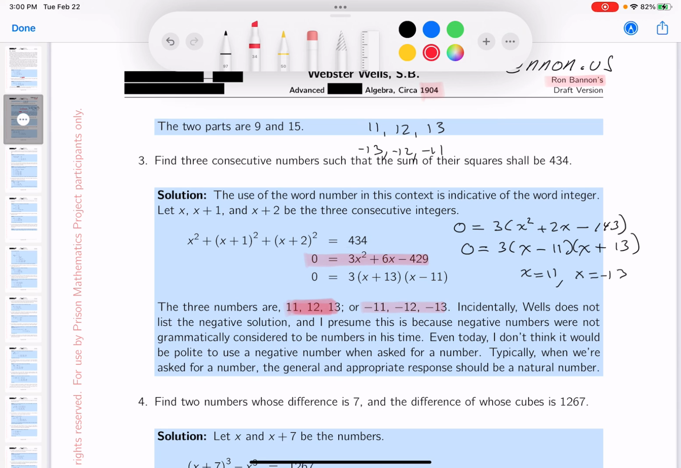I would say even today, I don't think it would be polite to use a negative number when asked for a number. It would almost be like a joke if someone asked you, hey, think of a number, and you said, oh, minus 7. They would think that's kind of a peculiar answer, by the way. But anyway, typically, when we're asked for a number, the general and appropriate response should be what's called the natural number. And that's pretty natural, all right?